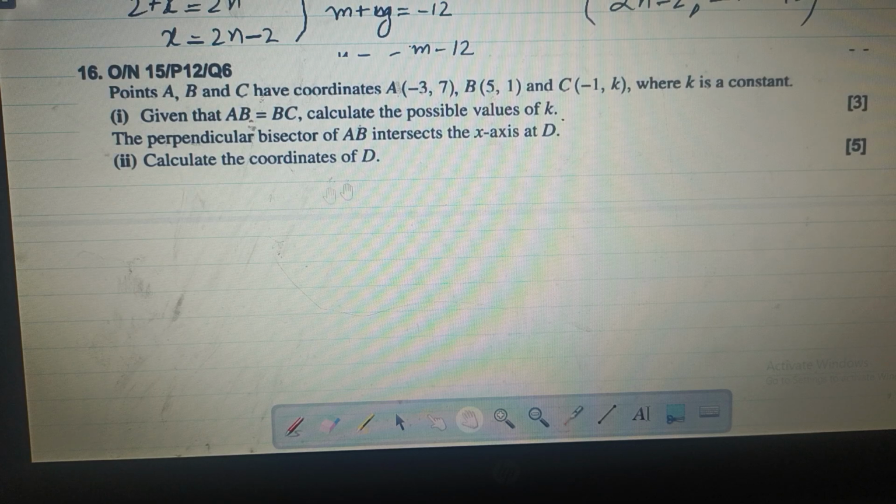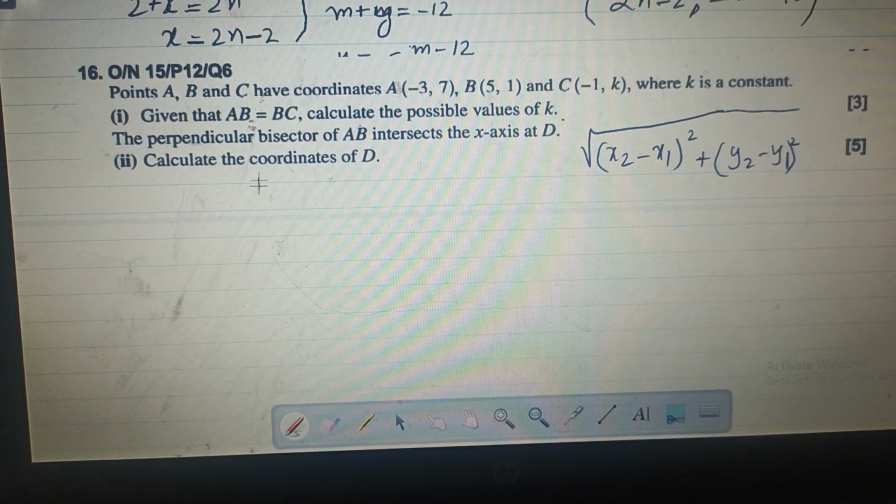So for AB, the distance formula, which I know, is the square root of x2 minus x1 whole square plus y2 minus y1 whole square. Right now I'm saying go for AB and then go for BC and equate both of these values. So for AB, I'm taking the distance.